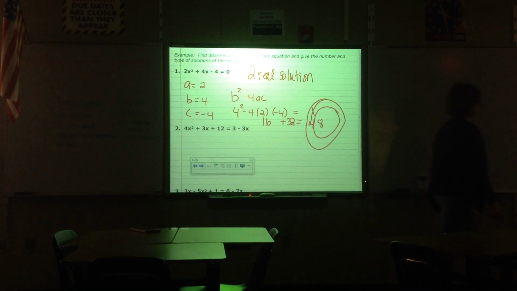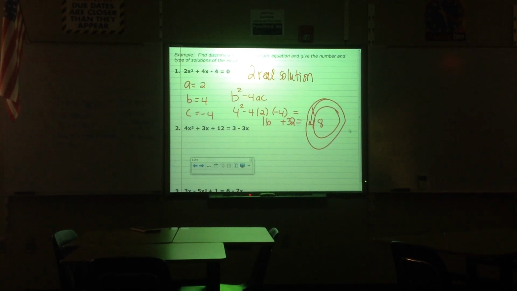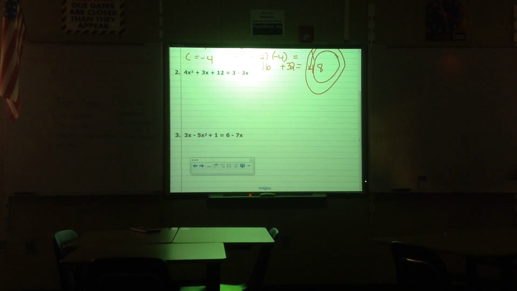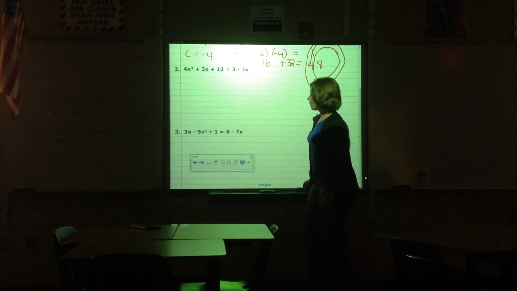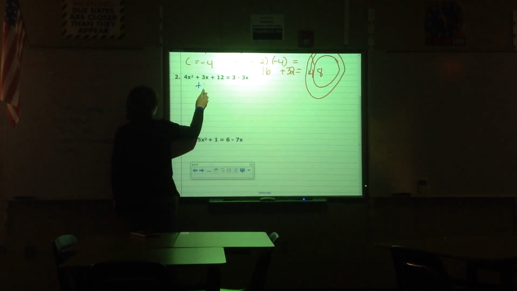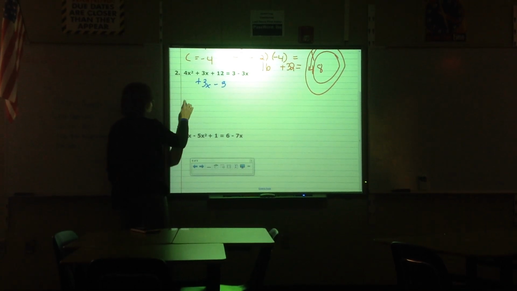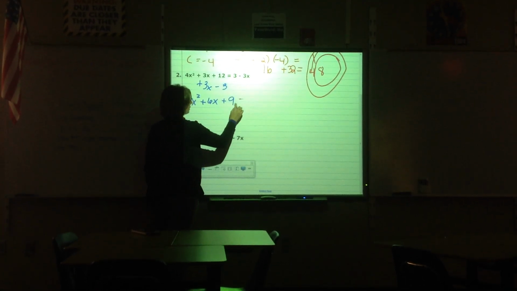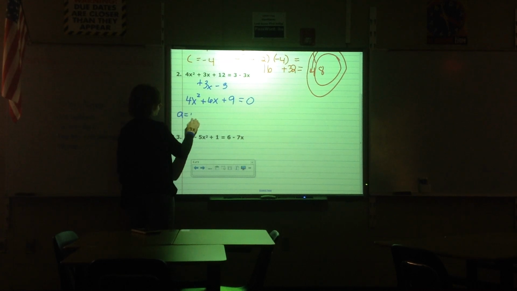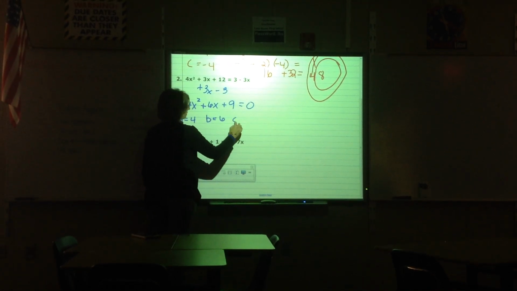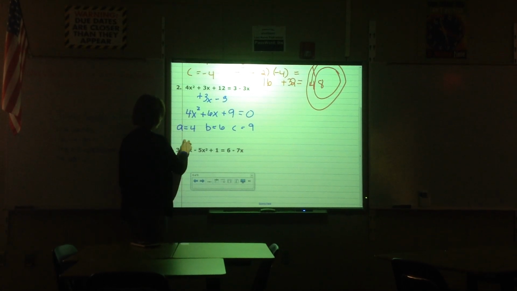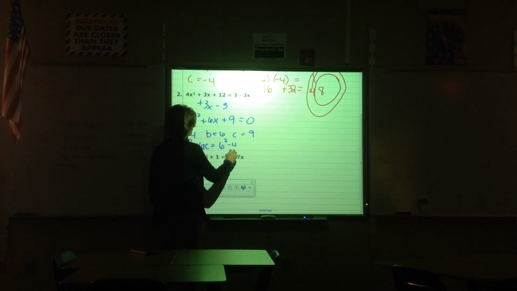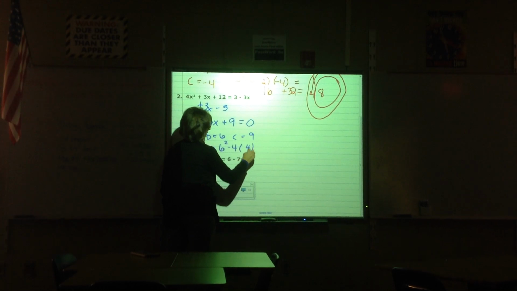All right, let's look at our second example there. The second example, you need to make sure you get it in that standard form first. So I'm going to bring it all over. I'm going to add 3x, and I'm going to subtract 3. So I get 4x squared plus 6x plus 9 equal to 0. a is 4, b is 6, c is 9. So again, in b squared minus 4ac, I have 6 squared minus 4 times 4 times 9.